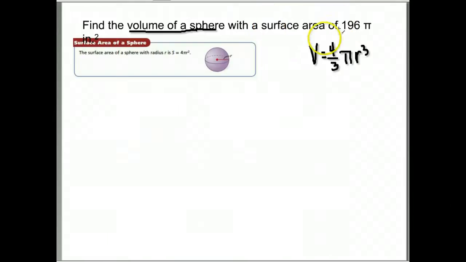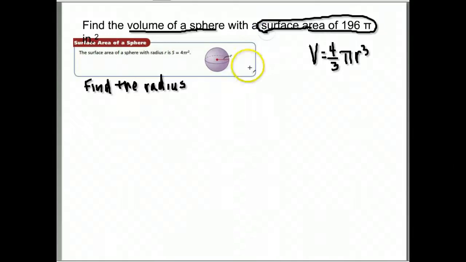The problem is they didn't give us the radius, they gave us the surface area. So this is going to be a two-step process where we really solve two problems to get to our final answer. Our first problem is to find the radius, and we're going to find it using the fact that the surface area is 196 pi.